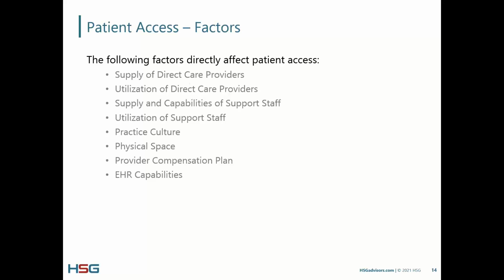So the supply of direct care providers, how these direct care providers are utilized, the supply and capabilities of support staff, both are very interchangeable or necessary rather, and how the support staff are utilized in the care delivery model. What is the practice's culture? Are there physical space restrictions that restrict access? How do provider compensation plans factor into the patient access equation? And do EHR capabilities have a role as well?